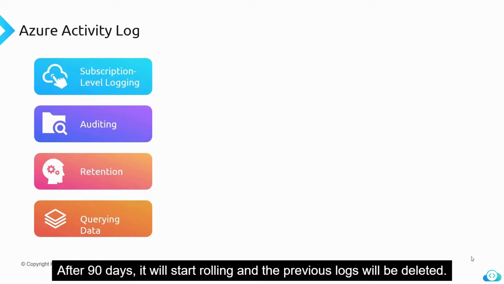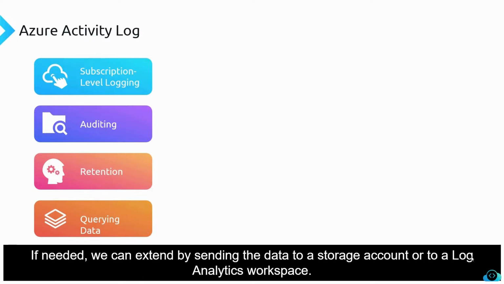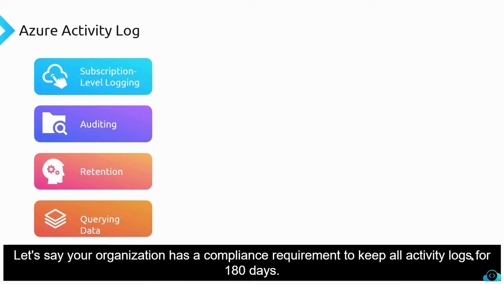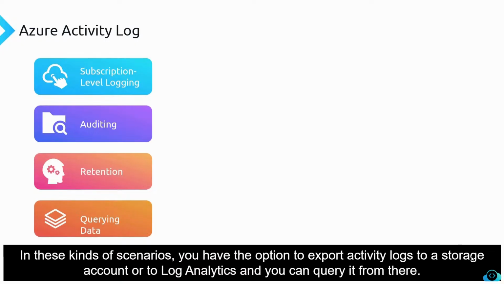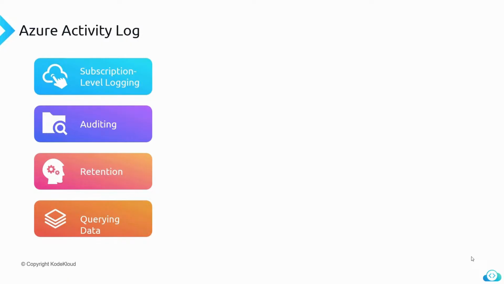Activity log provides insights into what operations were taken on the resource, who started it, when that happened, the status, and other raw data that could help in auditing. Activity log is enabled by default. You don't have to make any configuration to receive these logs. They offer a free retention period of 90 days. After 90 days, it will start rolling and the previous logs will be deleted. If needed, we can extend this by sending the data to a storage account or to a Log Analytics workspace. We have the option to push the logs.